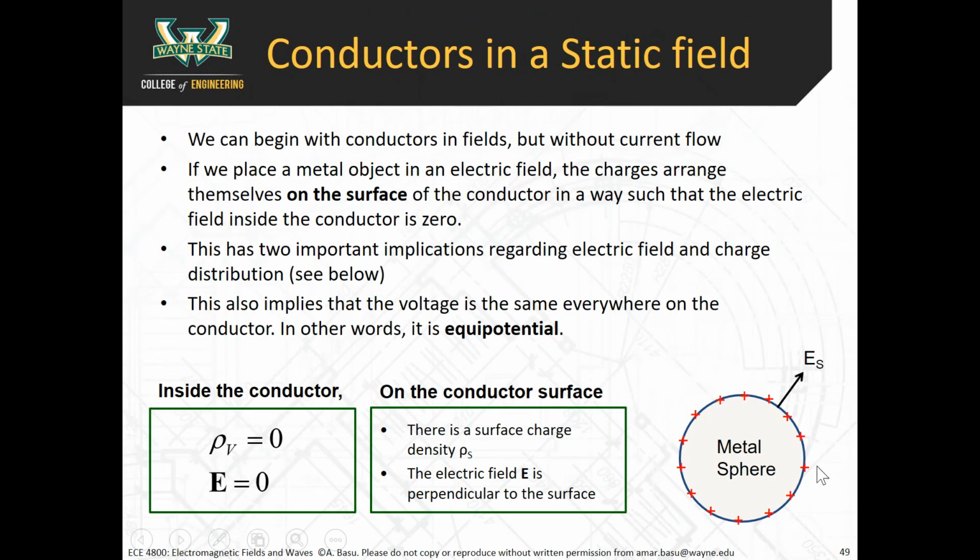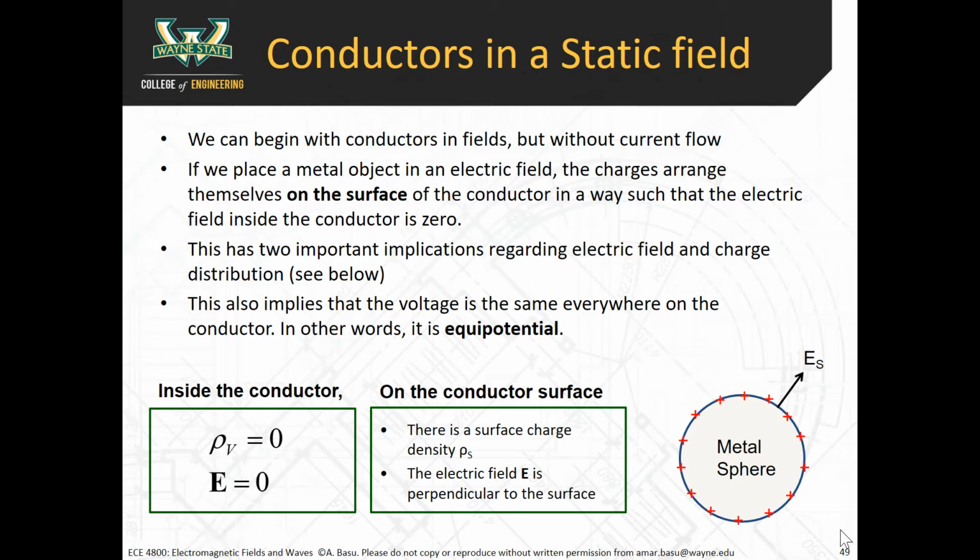If you look at this metal sphere, for example, if you charge it up positively, these positive charges are moving as far away from each other as possible. And so they distribute themselves on the surface of the sphere. As a result of that, something interesting that happens is that the electric field inside becomes zero. The way these charges are arranged, you can imagine that the electric field inside the material will be zero.